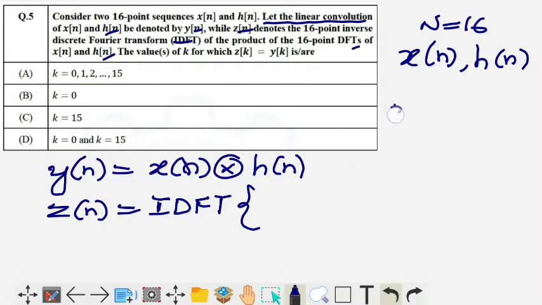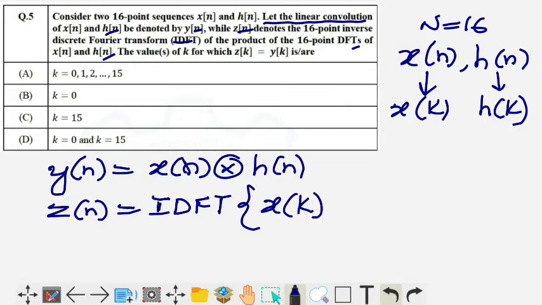So the DFT of x of n is X of k, and the DFT of h of n is H of k. So this product is what it is saying here. This product X of k, H of k, its inverse discrete Fourier transform is z of n. Once again read, it will be clear for you. Z of n denotes the 16-point inverse discrete Fourier transform of the product of the 16-point DFTs of x of n and h of n.